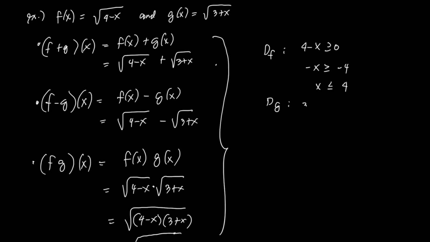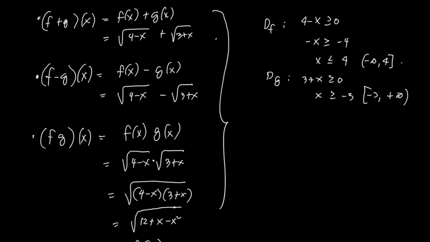How about the domain of g? That's 3 plus x must be greater than or equal to 0. So x must be greater than or equal to negative 3. So here, this is from negative infinity to 4. And this one here is from negative 3, and negative 3 is included, to positive infinity.